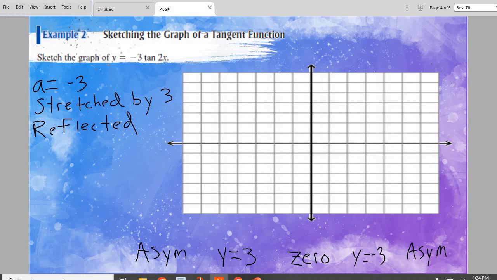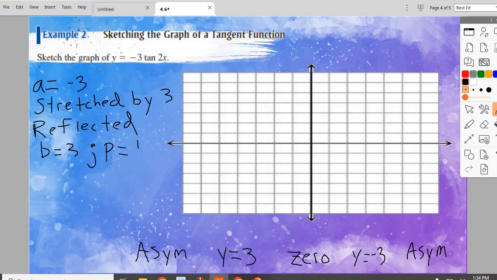Okay, and then yes, we have a b value, so b is equal to 2. Our period is equal to pi over 2 this time. Okay with how I got that? But same thing as we did last time, okay? I'm not shifting it left and right, so I still want to be centered around 0.